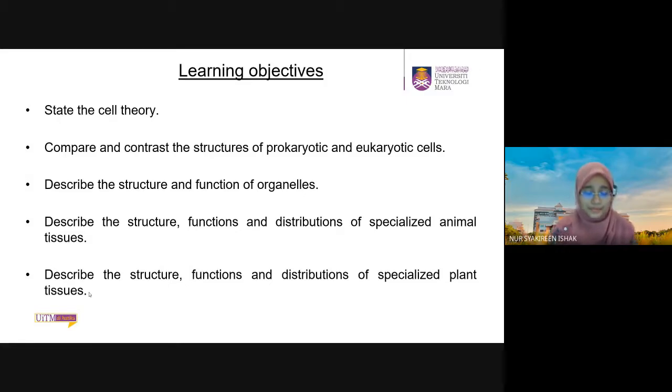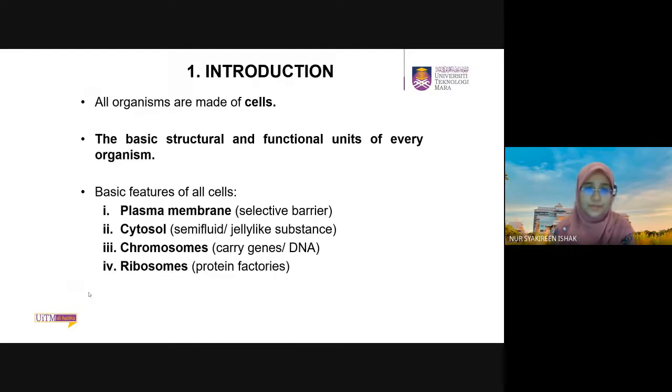And then the last two subtopics, we are going to look at the different types of cells that make up the tissues of an organism, okay? Animal tissues and also plant tissues. So all organisms are basically made up of cells, okay? So cells are the functional unit of organisms, the basic structural and functional units of every organism.